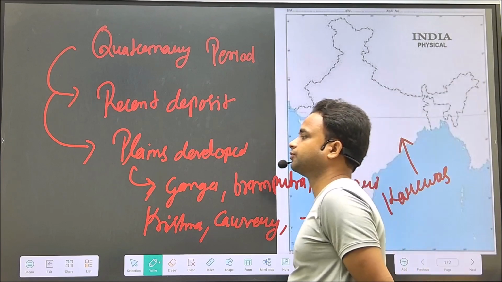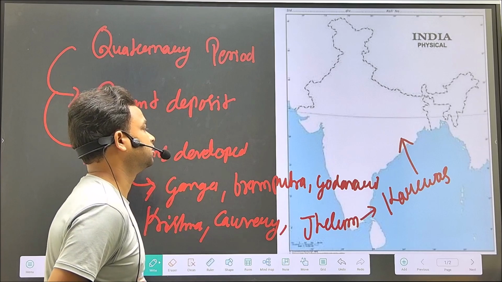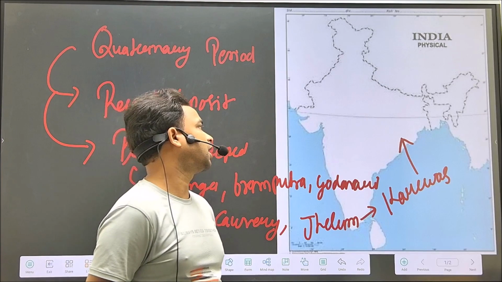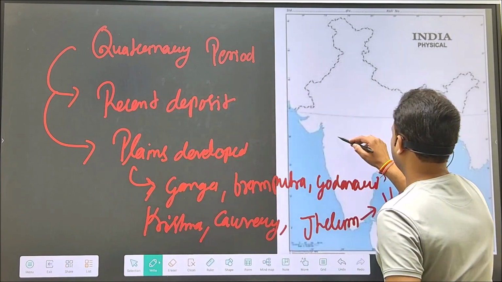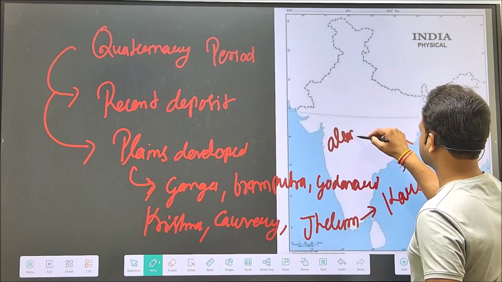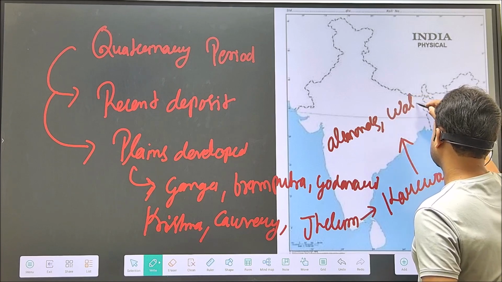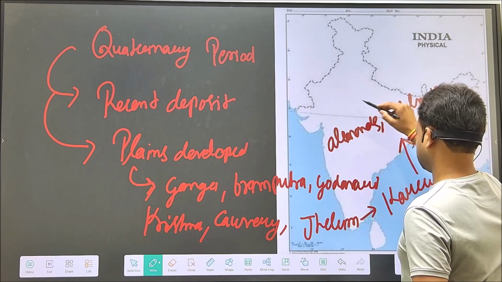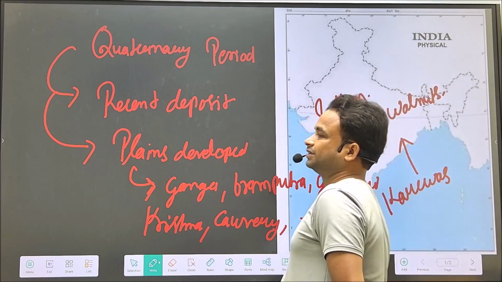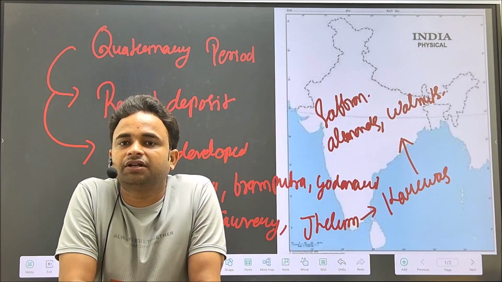Karewas is a type of soil sediment, and it is the most important soil for cultivation of almonds, walnuts and saffron. So this is all about this video. We will see further in my next video.